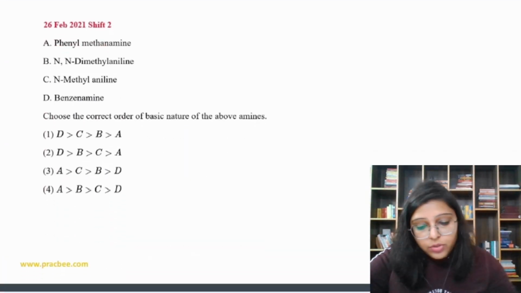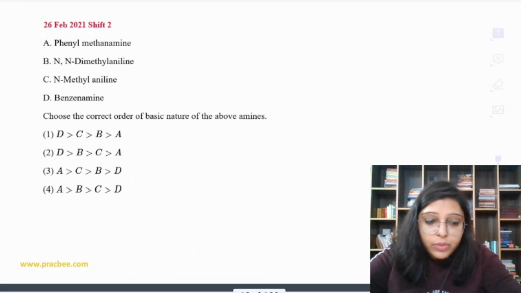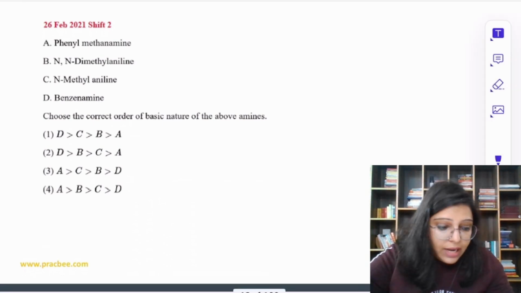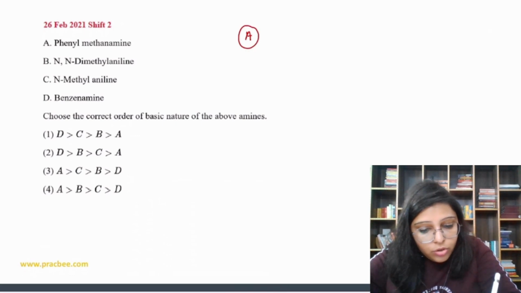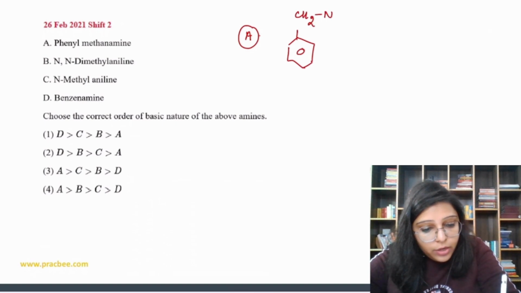Moving on to the next question. Choose the correct order of basic nature of the above amines. So we have to do it that way. So we have phenyl methanamine, N,N-dimethyl and methylaniline. So let me draw the structure of A1. Phenyl methanamine. So this is a phenyl group and methanamine is CH2NH2.